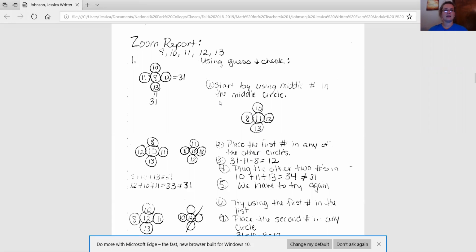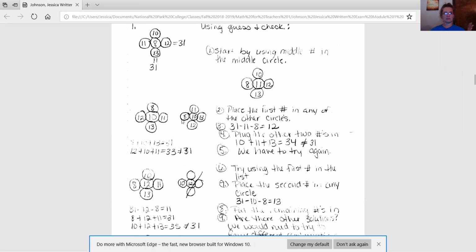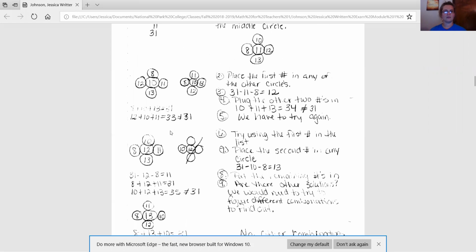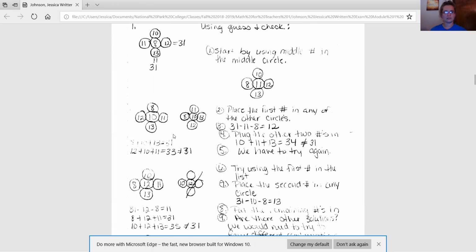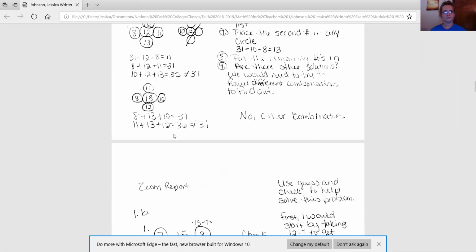So I did 8 in the middle, 10 on top, 13 on the bottom, across and down, and I did 11 plus 8 plus 12 equals 31, and 10 plus 8 plus 13 equals 31. I used a whole bunch of different combinations while using guess and check. And there were no other possible combinations where you will get 31 going across or vertically.